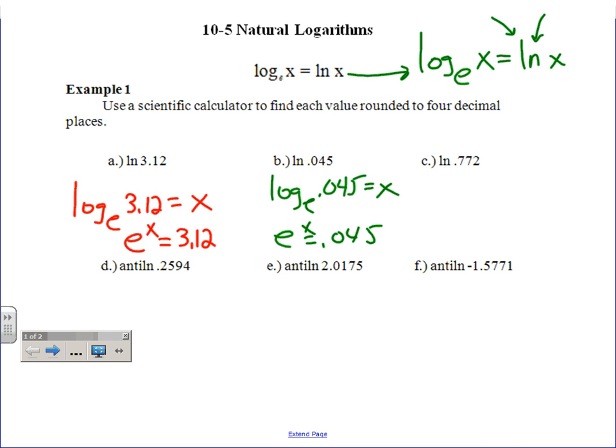Well, 2.7, that's what e is, to the 0 power would give me 1, and 0.045 is less than 1, so we would expect some kind of negative number here. That would be a very logical answer, and I believe it's negative 3.1011, which is a normal place that you would round that one. And the first one we would probably round to 1.1378 or something like that.